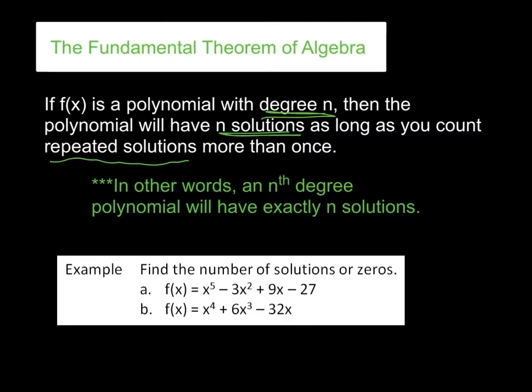So if you look at the example right here, it says find the number of solutions or zeros, and it's as simple as, again, if the polynomial is written in standard form, which they typically are, it will be the highest exponent on your leading coefficient term. So this will have 5 solutions, this will have 4 solutions. That is what the fundamental theorem of algebra tells us.